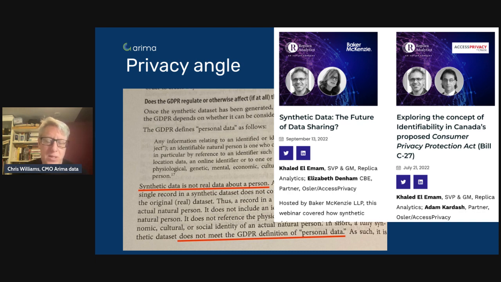Synthetic data is not about a person. So that's where you get to this point: when people say synthetic data sounds fake, actually that's a good thing, because it's not about real people. And when it's not about real people, the law does not apply to it. So that's actually a benefit.